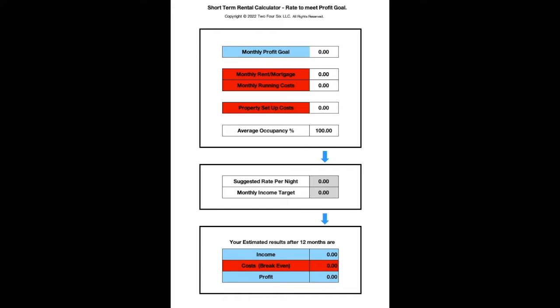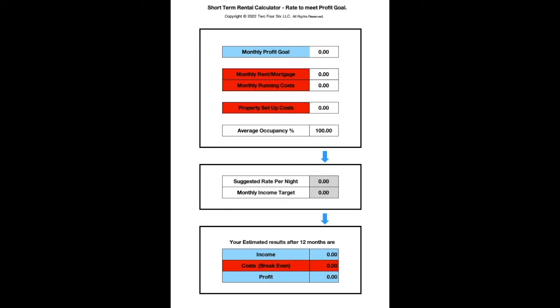I would like to show you how you can work out your rate per night based on the particular level of profit that you would like to make. Now, providing you have an idea of your monthly running costs, you know what your setup costs are, and you have a fairly good idea of the occupancy level that you can expect, then using our rate profit calculator, this will allow you to work out the minimum rate that you need to charge in order to hit your particular profit goal. And this includes repaying all of your setup costs within the first 12 months.